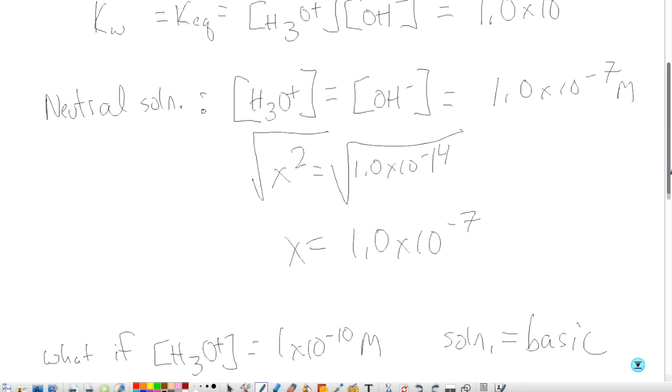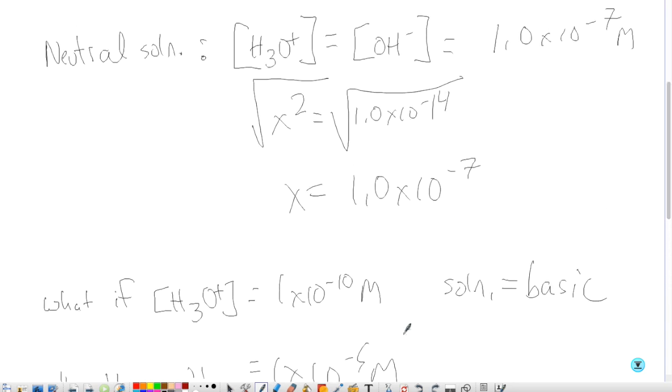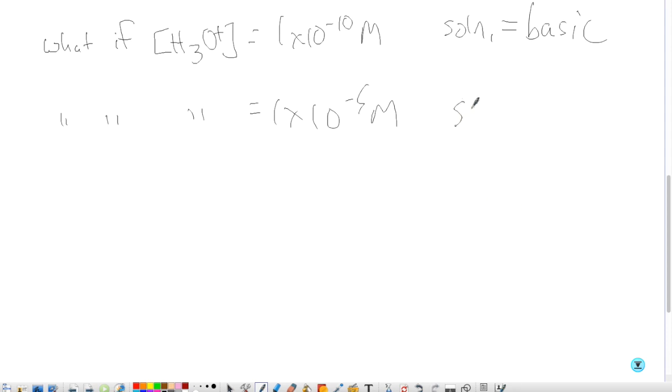What if the concentration of H3O plus is 1 times 10 to the minus 5 molar? Well, now this value, 1 times 10 to the minus 5 molar, is greater than this value, 1 times 10 to the minus 7 molar. So we would say that this solution is acidic. Okay?